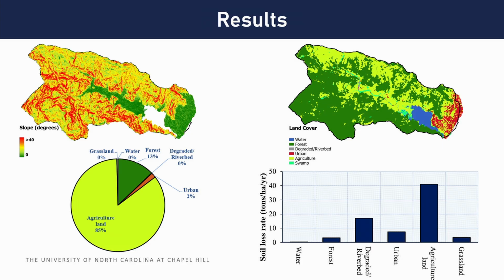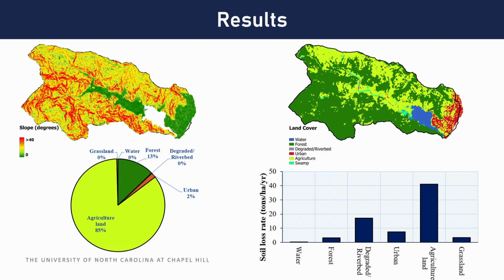Also, the land use specific analysis showed that the agricultural land has the highest soil erosion rate at 41.05 tons per hectare, followed by the degraded land, and the forest land has the lowest soil erosion rate. The agricultural land alone contributed 85% of the total erosion, despite covering only about 40% of the watershed area, which indicates that it was the primary source of erosion in the watershed.